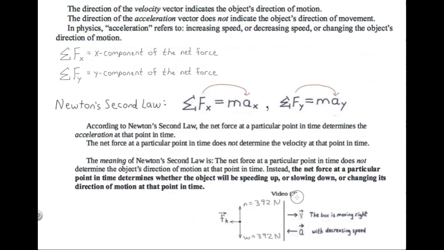For example, in video 3, the net force was to the left. This did not mean that the box was moving to the left. In fact, we know that the box was moving to the right, even though there were no forces to the right. Since the box is moving to the right, the leftward net force means that the box was slowing down.